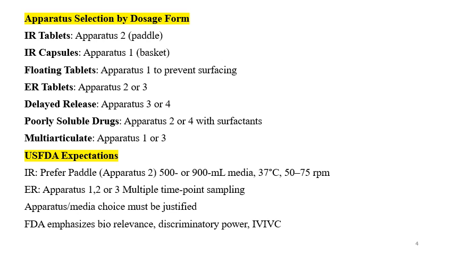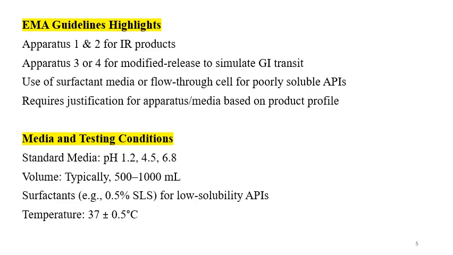Apparatus and media choice must be justified. FDA emphasizes biorelevance, discriminatory power and the IVIVC. Mainly these are required for the extended release type of formulations. The EMA guideline highlights apparatus 1 and 2 for the IR formulations and 3 and 4 for the modified release formulations to simulate the GI transit.